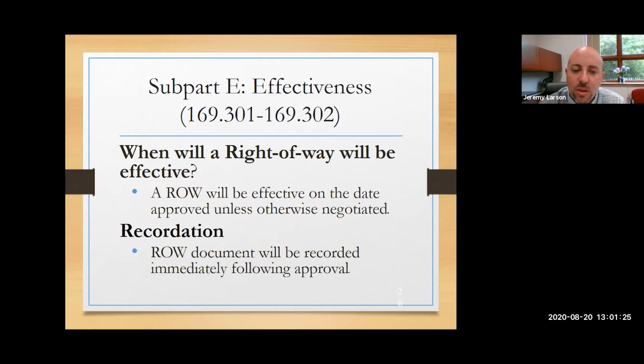And once it is recorded, we do provide a copy to the applicant, the tribe, or the individual Indian landowners to hold for their records, to show that there is a right-of-way traversing the land they own, and to have that in case anything happens in the future.